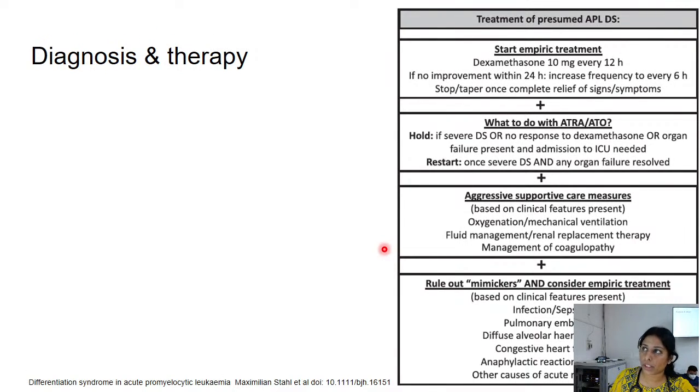Along with this, coagulopathy should be managed appropriately, and with aggressive clinical support, differentiation syndrome can be tackled. Otherwise, it's a life-threatening emergency, and we need to regularly monitor all our patients for differentiation syndrome. Once it settles, steroids can be tapered and ATO and ATRA can be restarted. Like I was saying earlier, we also need to rule out other mimickers, which include infection, pulmonary embolism, diffuse alveolar hemorrhage, congestive heart failure, and other causes of renal failure.